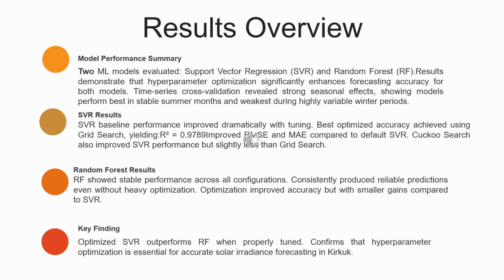SVR results. SVR baseline performance improved dramatically with tuning. Best optimized accuracy achieved using grid search, yielding R-square 0.9789. Also improved RMSE and MAE compared to default SVR. Cuckoo search also improved the SVR performance, but slightly less than grid search. Therefore, grid search is better for SVR in this forecasting, solar forecasting in Kirkuk.